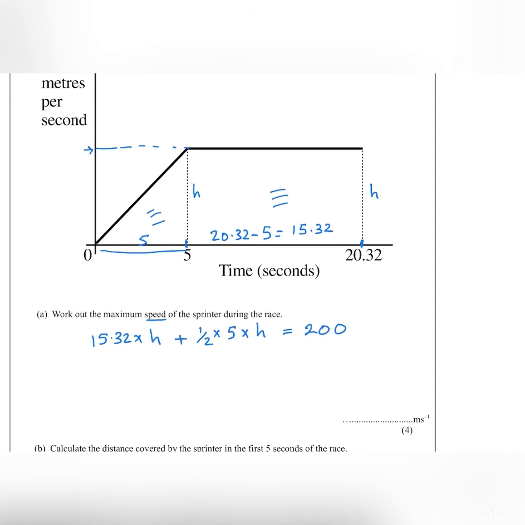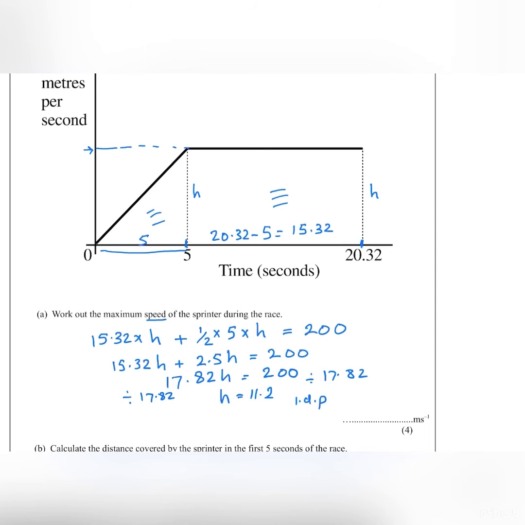Okay, so if we simplify this, we have 15.32h plus, now half of 5 is 2.5, and we got 2.5h equals 200. Now if we add these two values together, this comes to 17.82h equals 200, and h equals, we divide both sides by 17.82, and the answer is 11.2 to 1 decimal place.